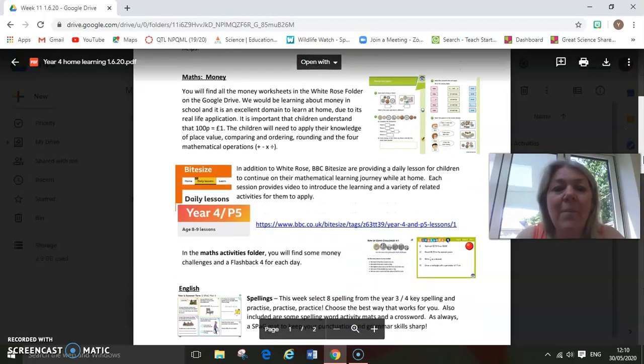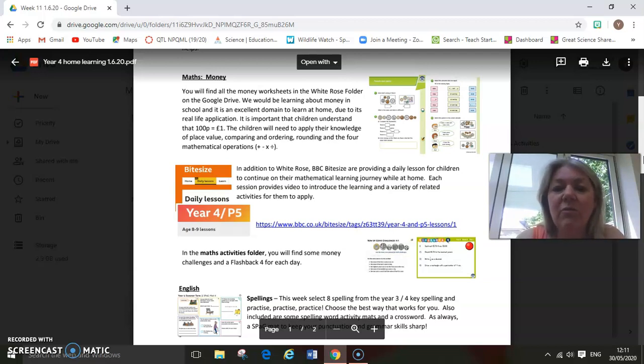Now, maths this week, we are going to be moving on to money. So if you were in school this week, we'd be learning all about money, and it's a really good opportunity actually to learn about money at home because we use money all the time, okay? We are going to be drawing on lots of our knowledge from year 4 in our maths learning this week. We are going to need to think about place value. We are going to be thinking about comparing different amounts of money and ordering them from smallest to largest and largest to smallest. You're going to have to think about rounding to estimate.